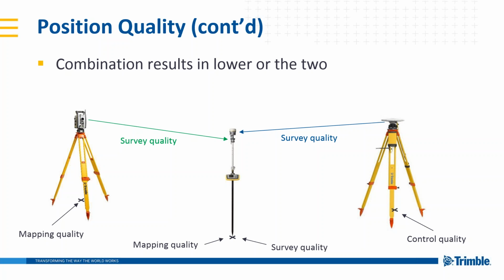So we have two ways of computing the position of that ground mark. We have the mapping quality and the survey quality positions. The lesser is mapping quality, therefore it loses. And so the final position of the point will be defined by the survey quality position computed from the right-hand side.